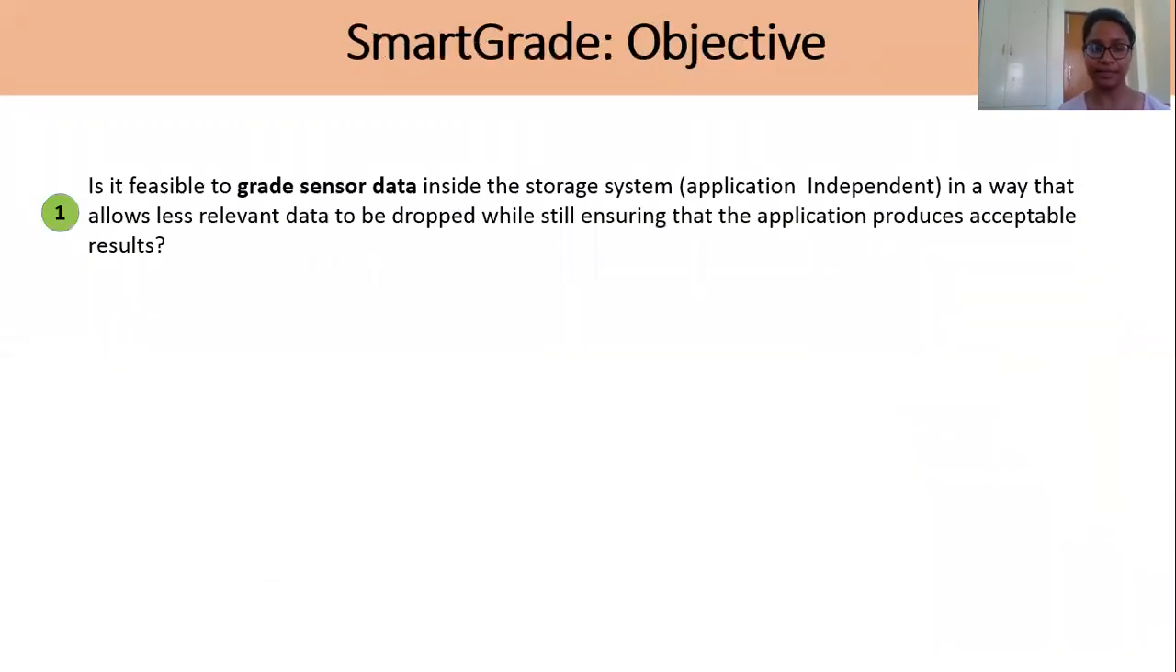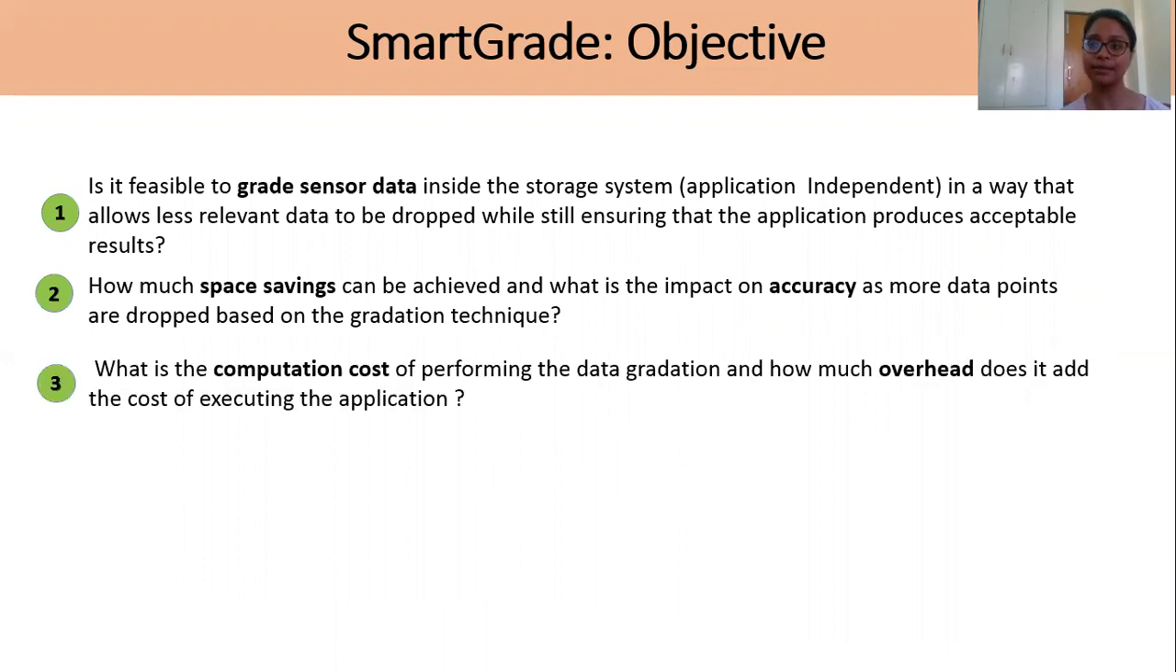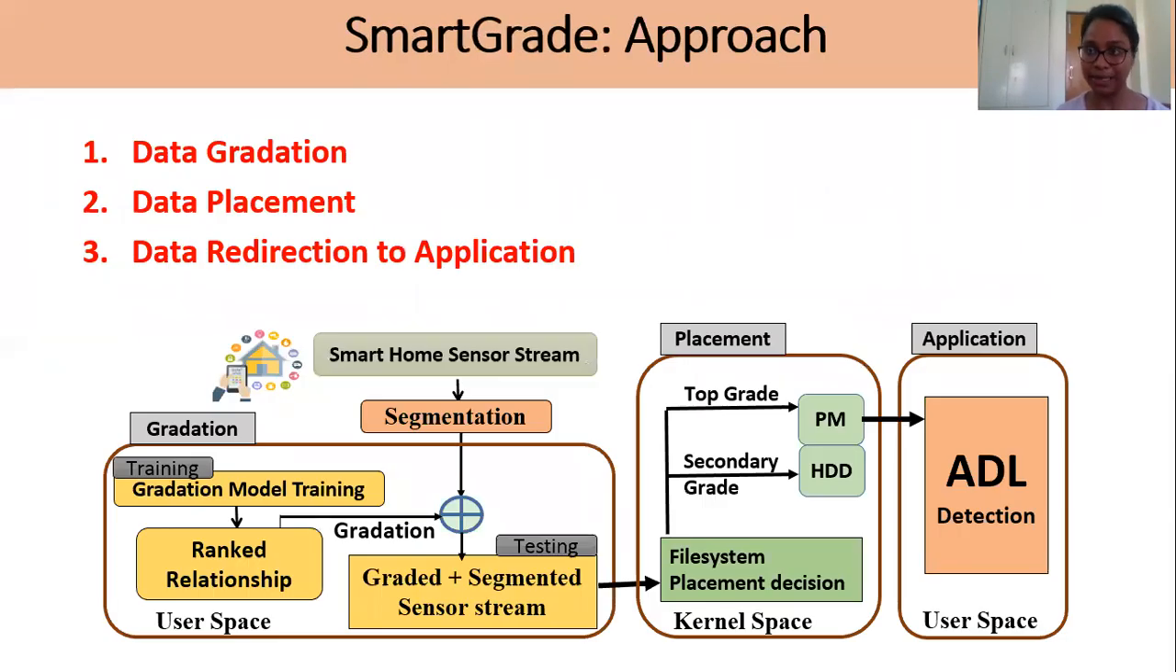And the objective is, first, is it feasible to grade sensor data without dropping the accuracy of an application? Second, how much space saving can you actually achieve by reducing the data with a good trade-off of accuracy? The third is, what is the computation cost of doing this process of gradation and storing in different tiers? So if you think about it, the baseline is the complete data and doing the application, and our method is to grade the data, store it differently, and see how these 3 trade-offs work out. So let's move on to the main map.